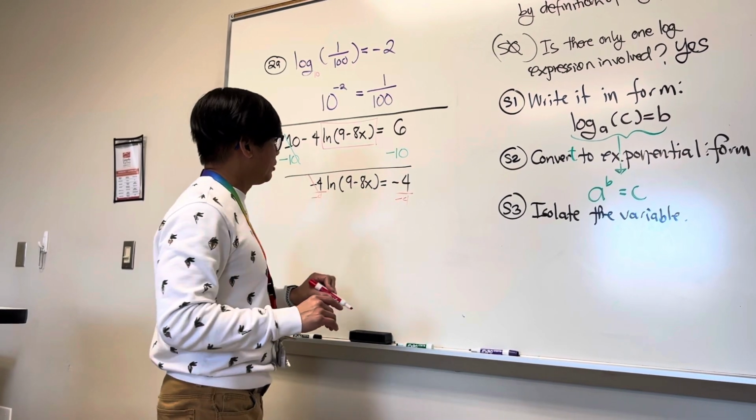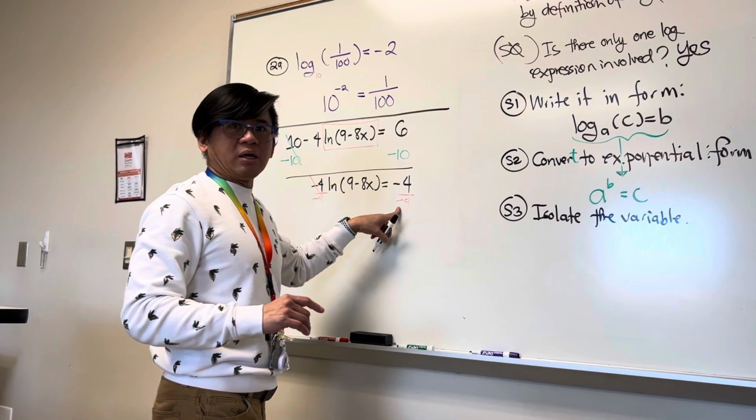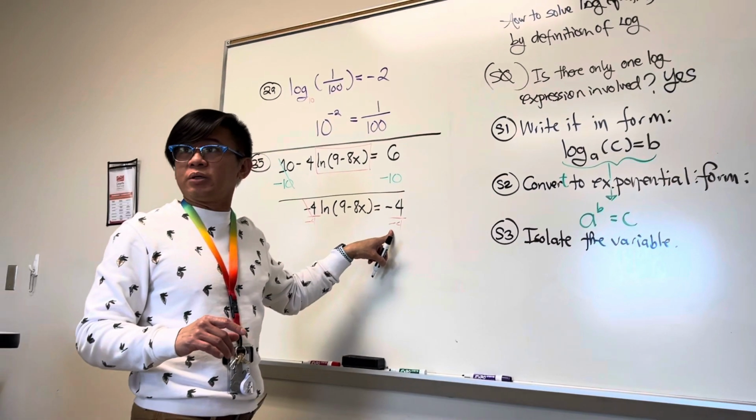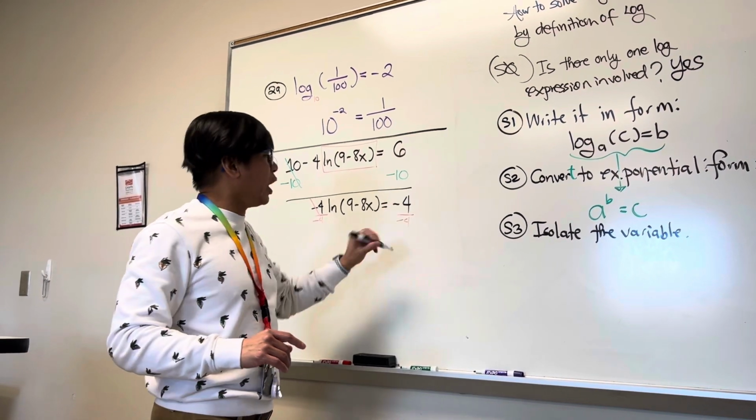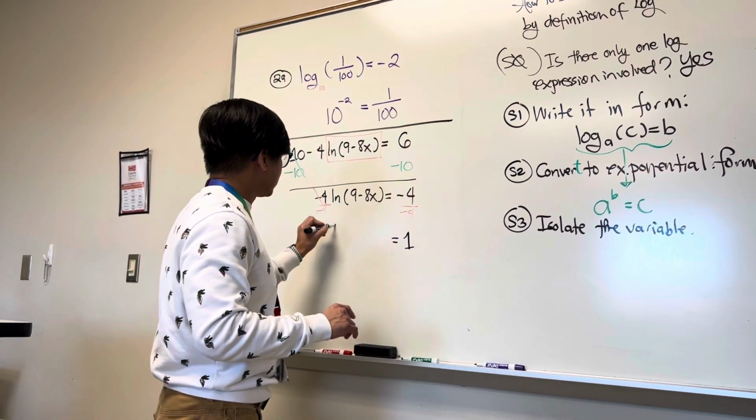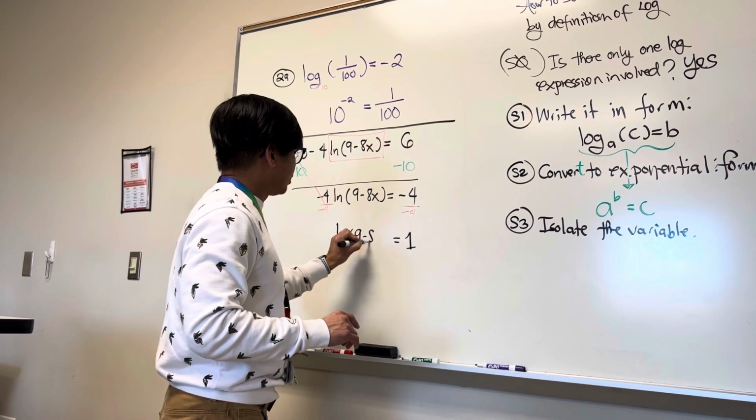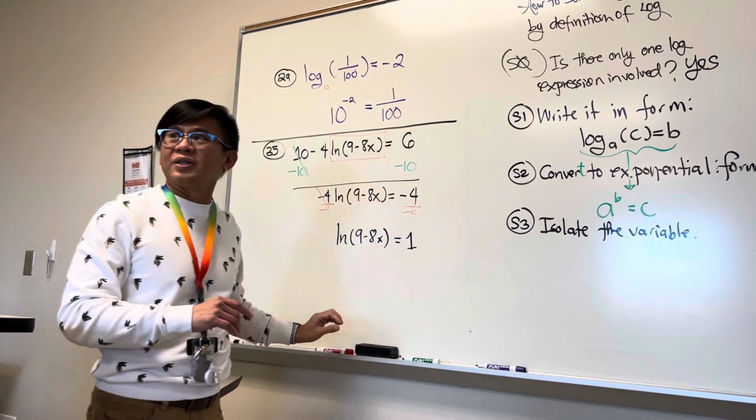So, this is going to be gone. What's this going to be? A number divided by itself, except 0. What's that going to be, guys? 1. Very good. Okay. Is equal to what's this? ln 9 minus 8x. Cool.